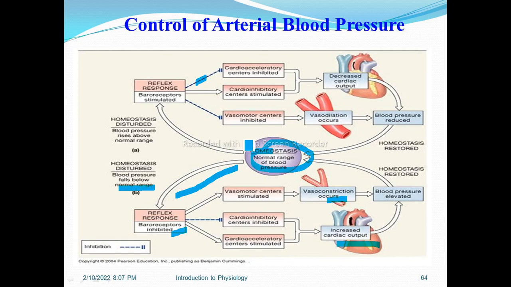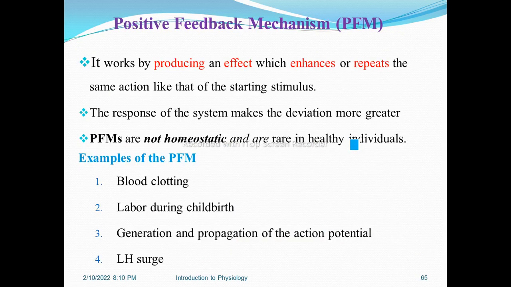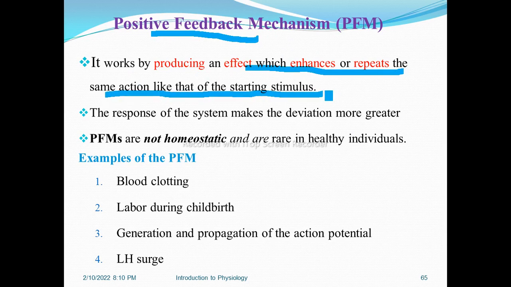The other type of mechanism is the positive feedback mechanism. It works by producing an effect which enhances or repeats the same action as the starting stimulus. That means if one stimulus starts, it will repeat or enhance it, so the response of the system makes the deviation greater. So positive feedback mechanism is not homeostatic and is rarely seen in healthy individuals, because it will make more deviation when it increases more than needed.